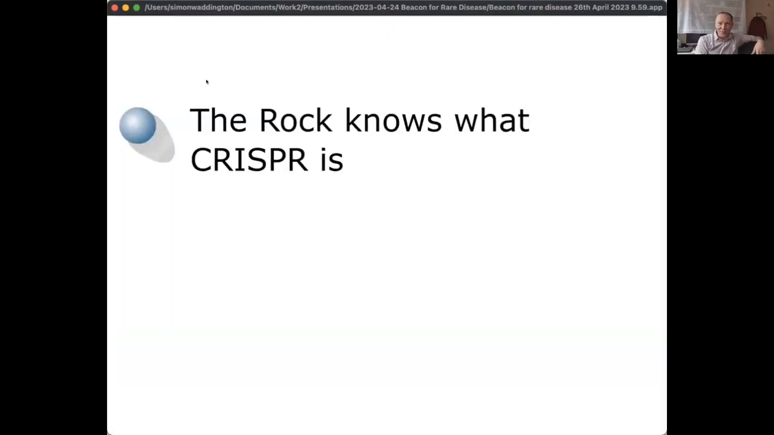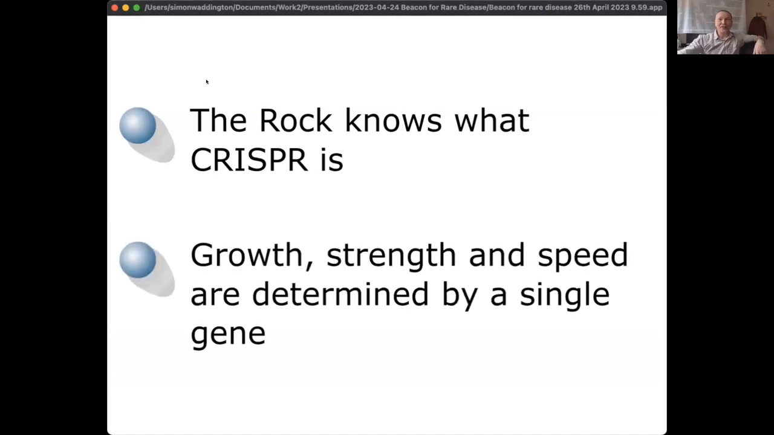So if we believe Hollywood, then The Rock knows what CRISPR is. But also if we believe Hollywood, then growth, strength, and speed are determined by a single gene, which of course we know is not true. All of these attributes and many more are determined by many genes. And even some genetic diseases are quite complex. Different mutations in the same gene can cause different manifestations of genetic disease. So it's pretty complex. Okay, I'm now going to move on to the next film.